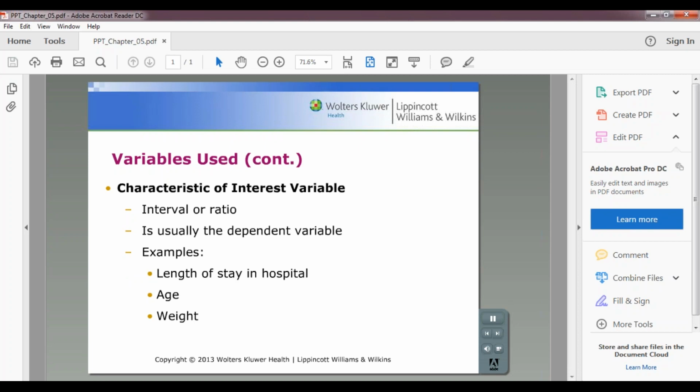Characteristic of interest variable, this can get a little bit confusing. You may have never even heard of this. Well, what's a characteristic of interest? It's more or less the outcome variable. And in most cases, it's that dependent variable. It should be at least interval or ratio or continuous. That's more of a catch-all term or phrase that you see in statistics. It's typically the dependent variable. And again, like I said, it's really that outcome variable that we're looking at.